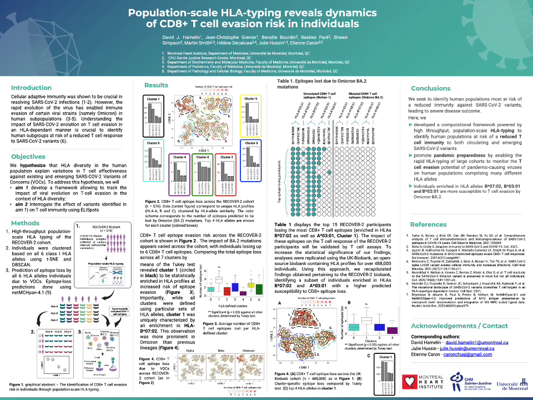Again, one of our main findings is that individuals enriched in HLA alleles B0702, A0301, and A0201 were more susceptible to T-cell evasion by Omicron BA.2.